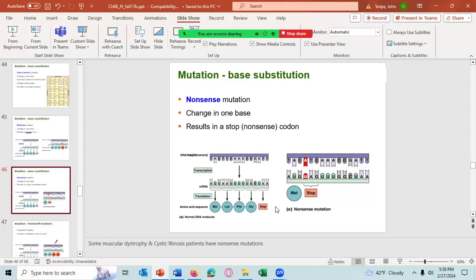Some examples of a nonsense mutation are mutations causing muscular dystrophy and cystic fibrosis. Some patients have a nonsense mutation where the DNA is changed, and that results in a change in the protein because the amino acid is not coded for. It's a stop codon, resulting in a truncated, smaller protein. Any question about any of these?